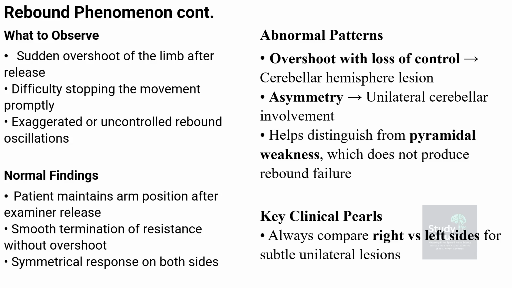Instead of stopping smoothly, the arm may overshoot, swing forward excessively, or show uncontrolled oscillations. This reflects impaired coordination rather than weakness. It's essential to compare both sides carefully, as rebound failure is typically ipsilateral to a cerebellar hemisphere lesion. Asymmetry provides strong localizing value. Importantly, this test helps distinguish cerebellar disease from pyramidal weakness. In corticospinal lesions, the patient may be weak but still able to halt the movement appropriately.